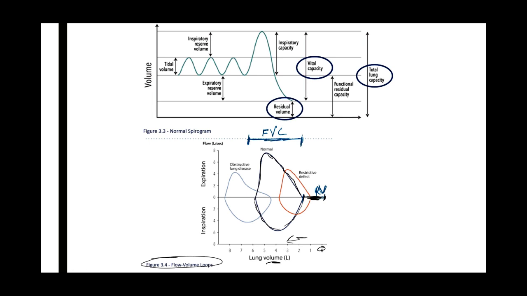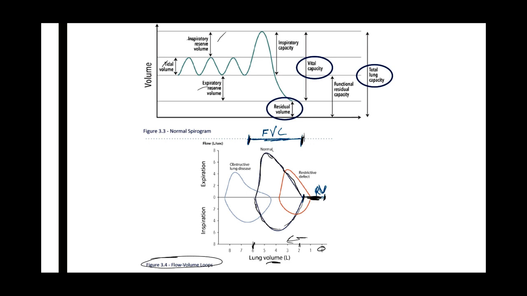So it's the volume that's left after maximum exhalation. Now, the forced vital capacity makes up the tidal volume, maximum inspiration volume, and then maximum expiration volume. So it makes sense then that in the flow volume loop, the FVC would be measured from here to here. And remember, I'm referencing this normal flow volume loop.